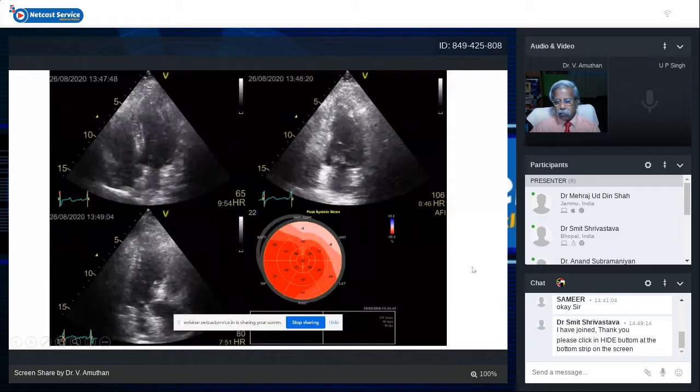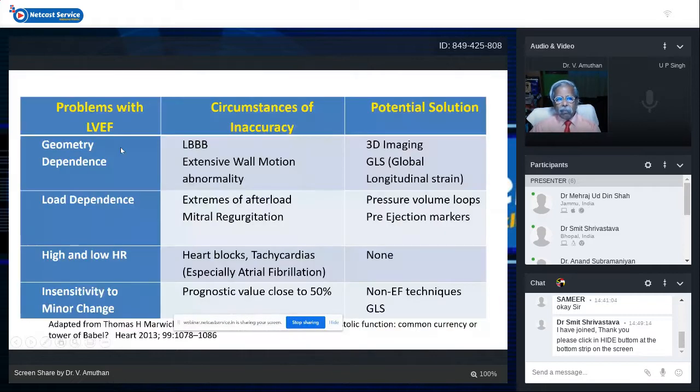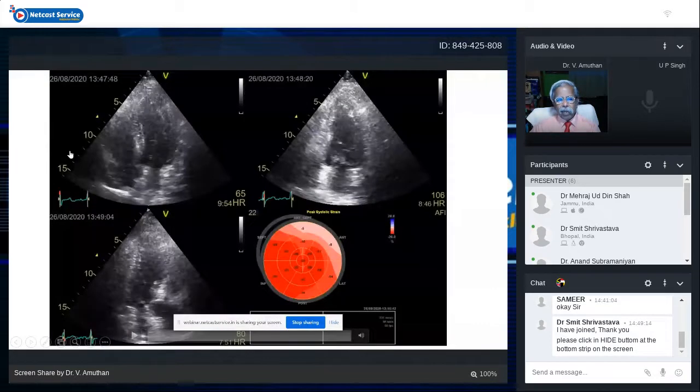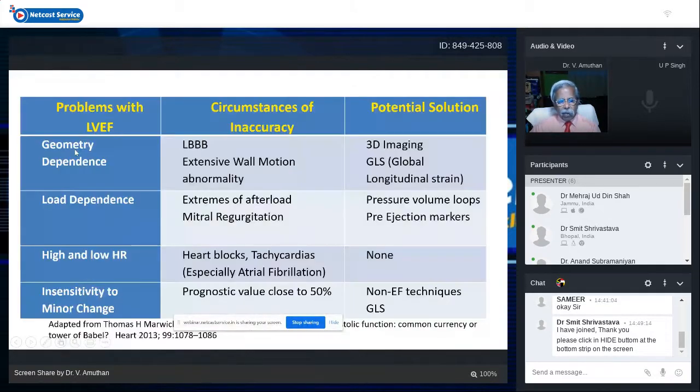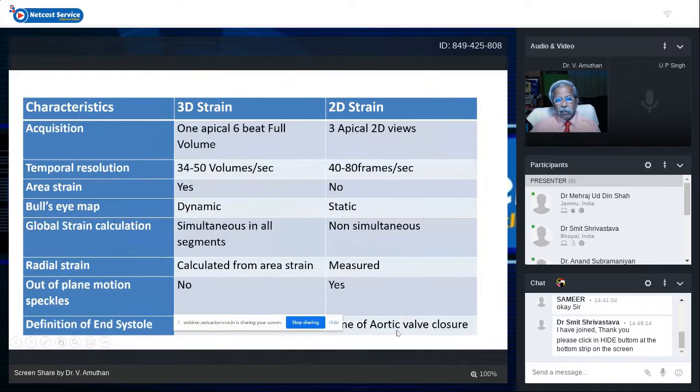So the problems of calculation of ejection fraction are that they are dependent on geometry. They are load dependent, and heart rate, high heart rate and low heart rate may affect. So insensitivity to minor changes. So the prognosis curve flattens at 50%. So that is the main problem with the ejection fraction. Whereas the strain value gives you added benefit in these patients.